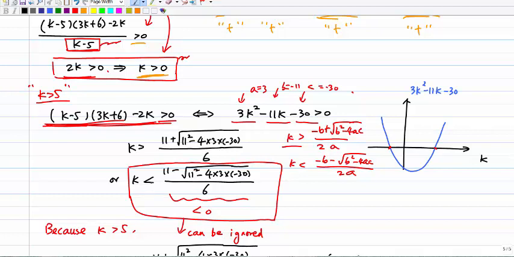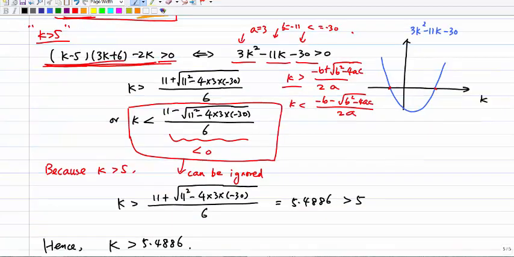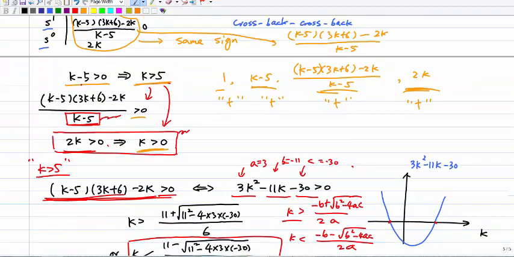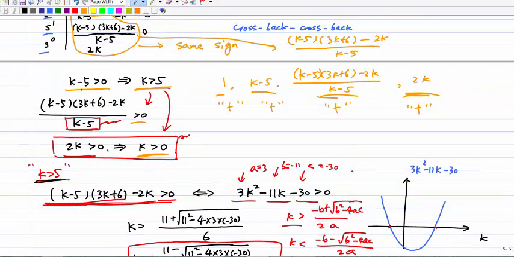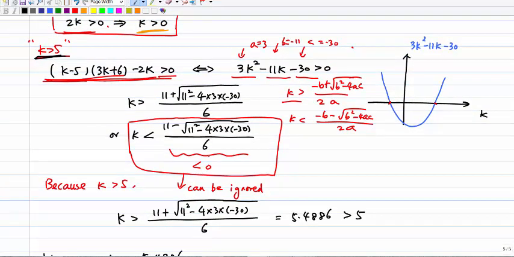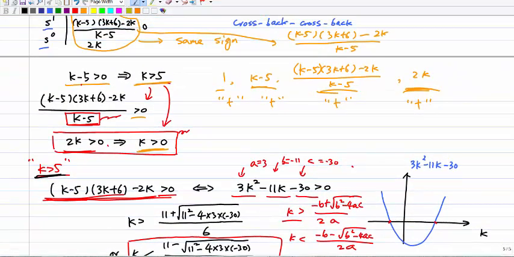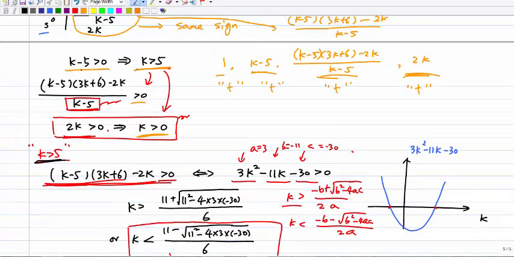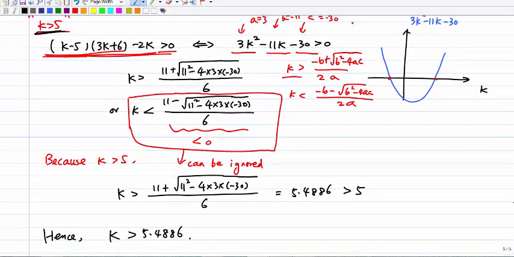So this one says k is smaller than something. Because I already have k greater than 5, k cannot be negative, which means I can ignore the second one because this cannot happen. We cannot select this range of k less than some negative value because I must have k greater than 5 over here. So I just make sure the first condition holds: k greater than 11 plus the square root of 11 squared plus 4 times 3 times 30, divided by 6. If I compute this value, it is 5.4886, which is greater than 5.